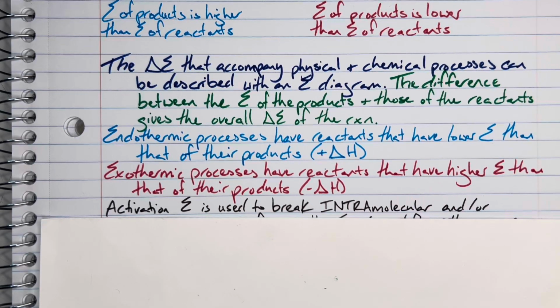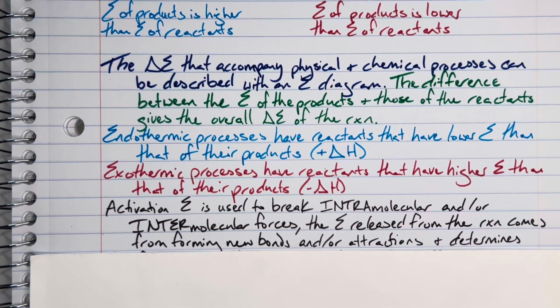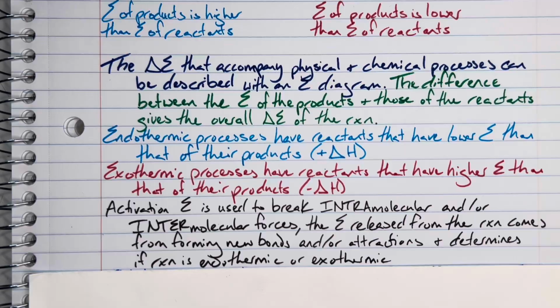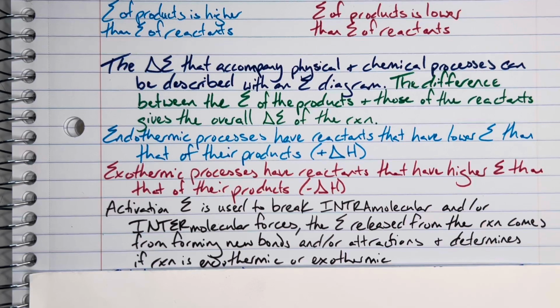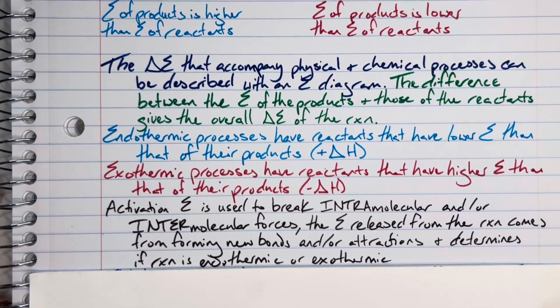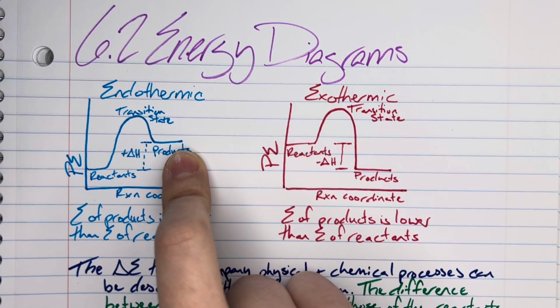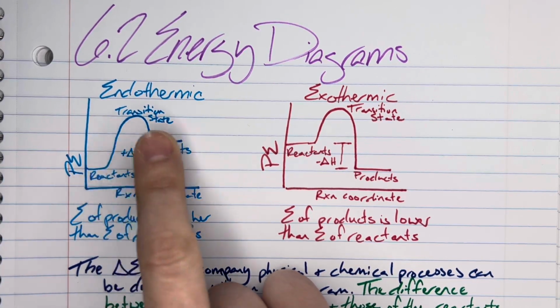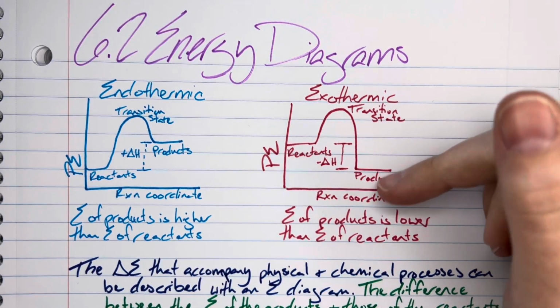Activation energy is going to be used to break intramolecular forces and/or intermolecular forces. And the energy released from the reaction comes from forming new bonds and/or new attractions, and is going to determine if the reaction is endothermic or exothermic, depending again on just how much energy is released from the transition state to the state of our products. If we don't release quite as much energy from where we started, then we will be endothermic, whereas if we release a lot of energy from our transition state down to our products, we will be exothermic.